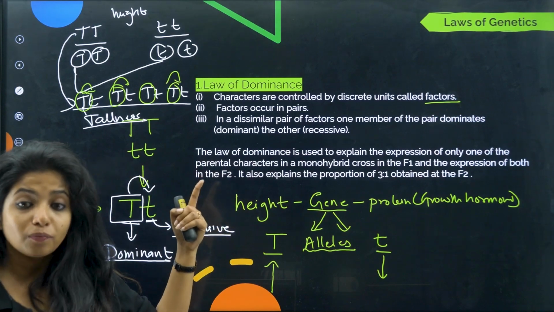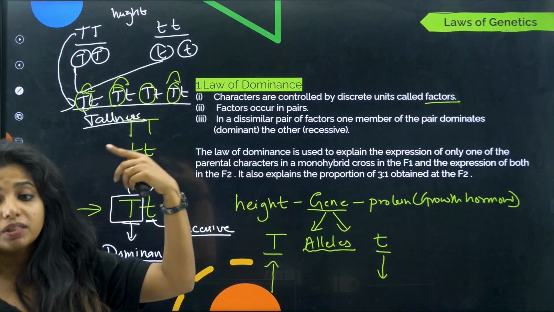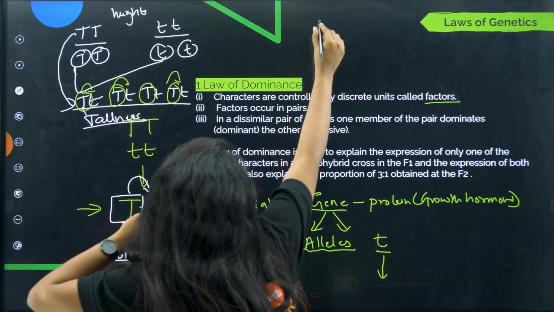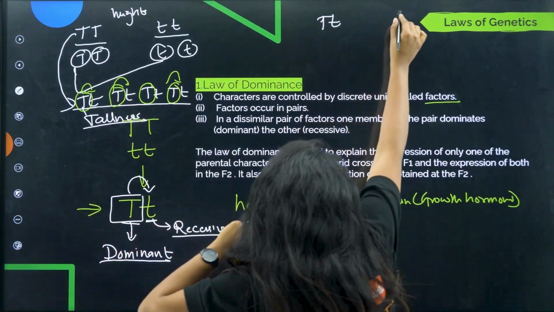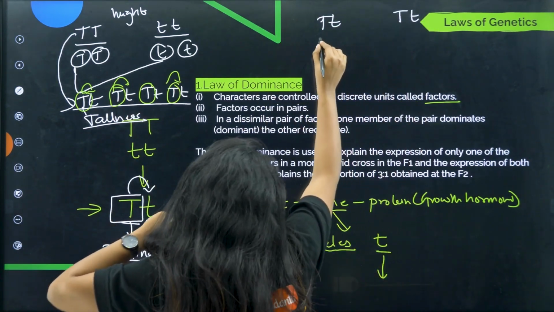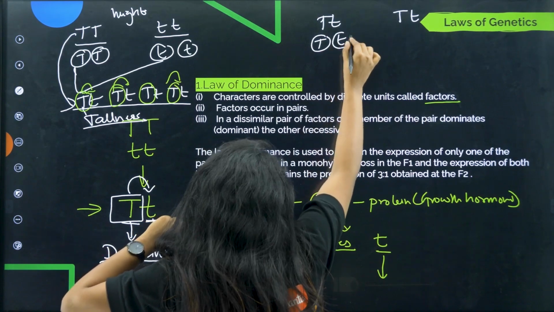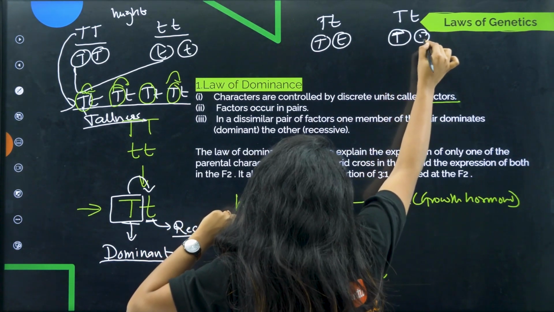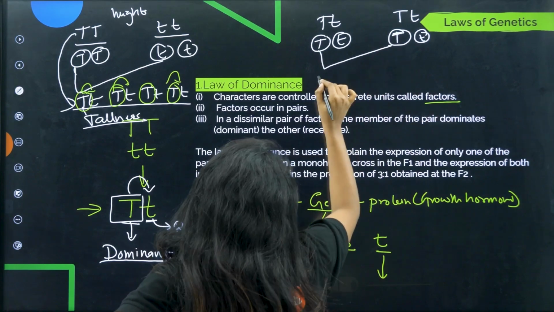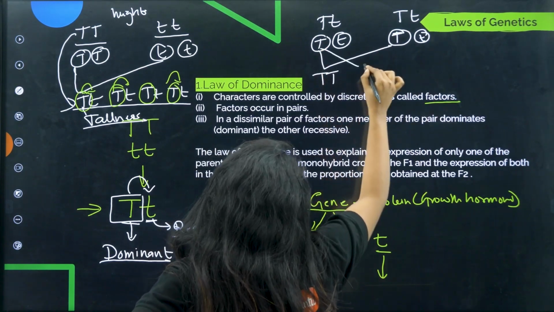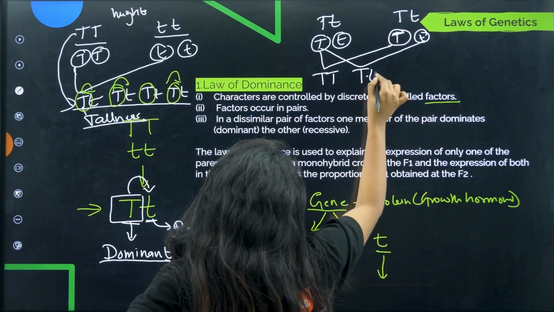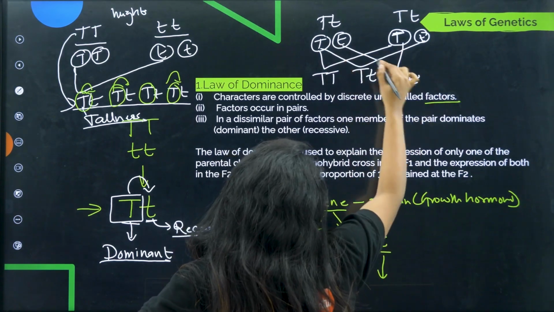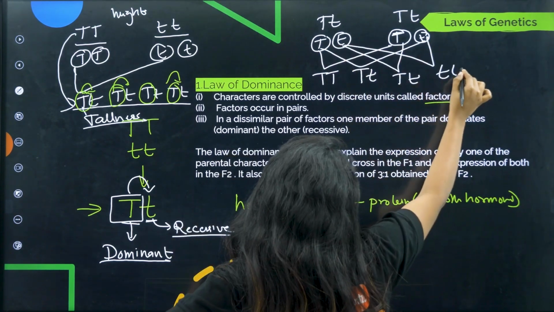And expression of both in F2. Now, expression of both means both the characters are expressed in F2. Let's see what happens in F2 then. In F2, I take one parent like this, capital T, small t, and capital T, small t. The gametes are capital T or small t. When I fuse capital T and capital T, I get capital T, capital T. When I fuse this and this, I get capital T, small t. When I fuse this and this, I get capital T, small t. When I fuse this and this, I get small t, small t.